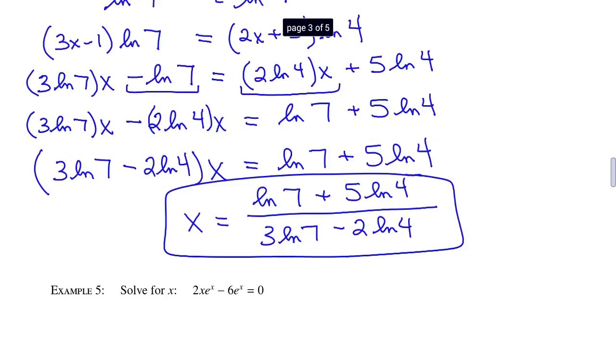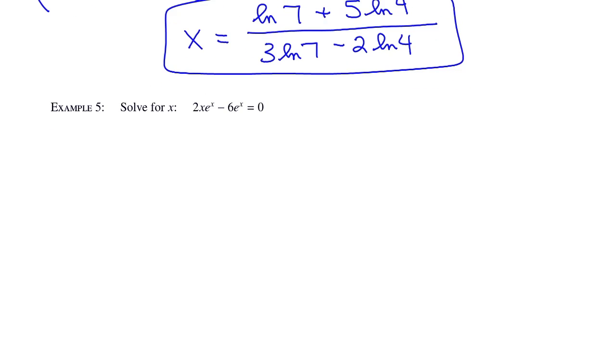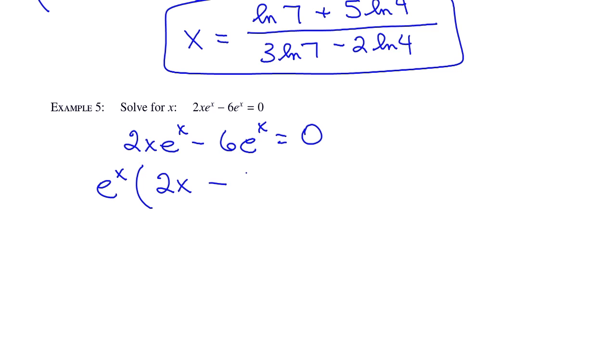Let's look at example 5. Solve for x. 2x times e to the x minus 6 e to the x is equal to 0. So let me rewrite the equation. Now notice that both terms have e to the x, so I'm going to factor that out. So that's e to the x times 2x minus 6 equals 0. And then, once it's factored, split it up and set each factor equal to 0.